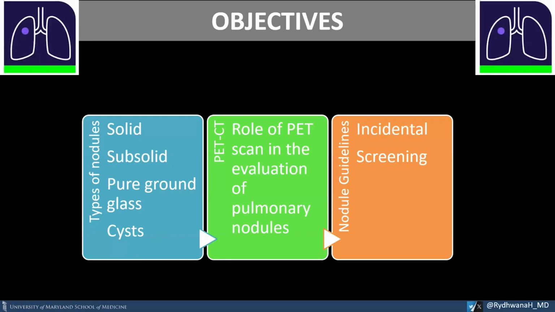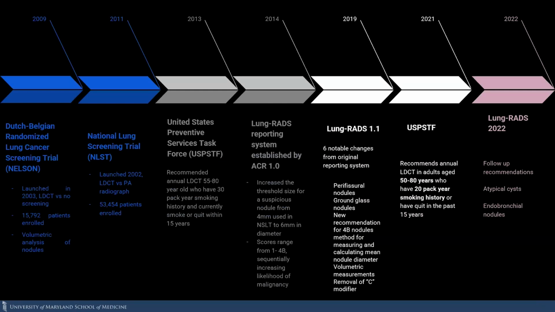So lastly, for the next 8 minutes or so, we're going to talk about different nodule guidelines and management of these patients. So let's talk about the lung cancer screening population. So we know that the two big trials that essentially helped determine that patients get low-dose chest CTs for lung cancer screening were from the NLST data, the National Lung Screening Trial, as well as the Nelson trial.